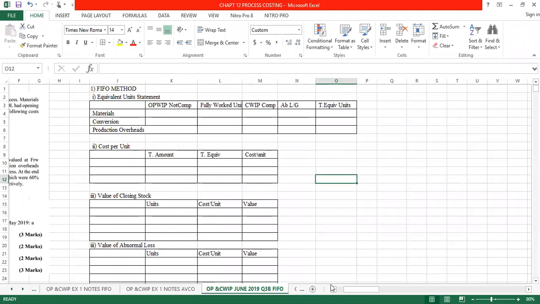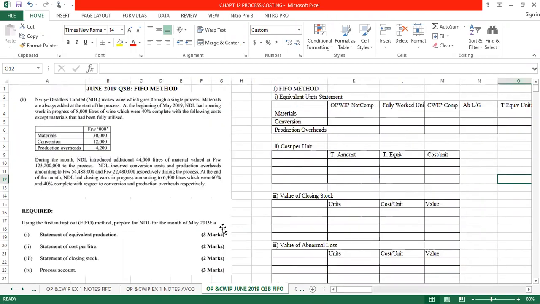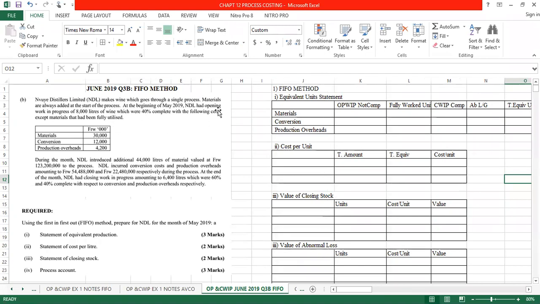Okay, so let us be very, very careful. Let's read here. At the beginning of May, NDL had opening work in progress of 8,000 liters. Take note of that, 8,000 liters. Look at this carefully. 8,000 liters of wine, of which 40% was complete with the following costs, except materials, which was fully utilized. Materials was fully utilized, so fully complete.